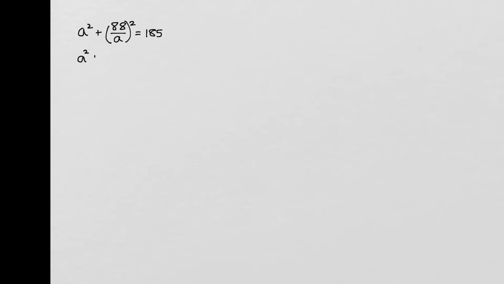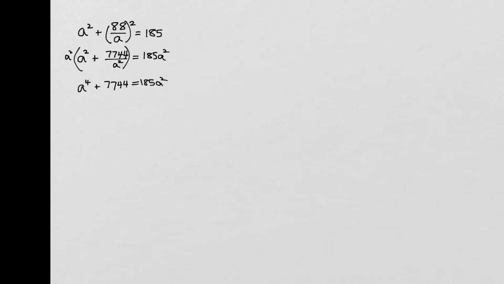And then A squared plus 7,744 over A squared equals 185. And I can multiply both sides of the equation by A squared to get that A squared out of the denominator. So now I have A to the fourth plus 7,744 equals 185 A squared.